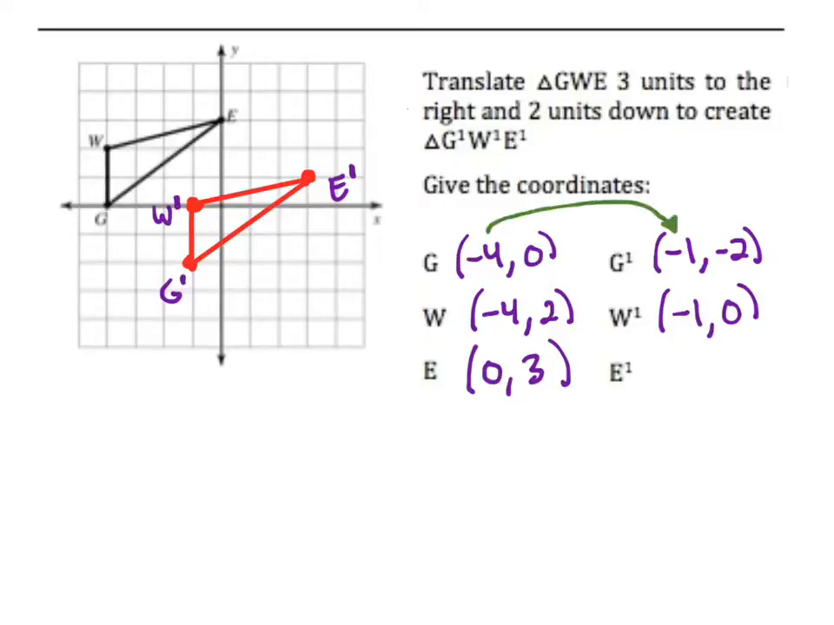So let's see. What happened to our X values? We went from -4 to -1. What's going on? We're adding or subtracting something. Right, we're adding 3. And look at this. We went 3 units to the right. X went up by 3. Makes sense, doesn't it? So I'm going to write X plus 3.